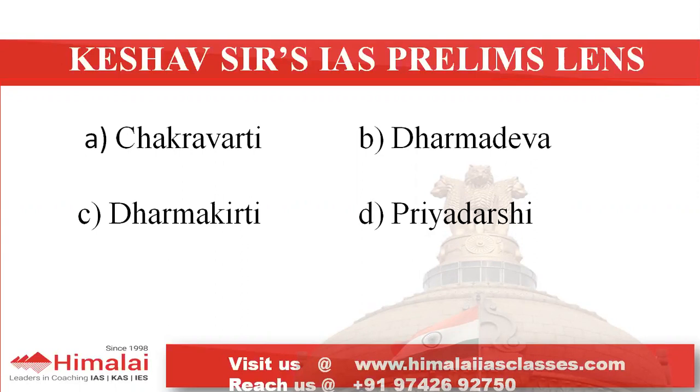Hence, he was also known by the name Devanam Priyadarshi, which means a person who is dearer to the gods. So the right option is option D. Please read about Ashoka's policy of Dhamma and why he is regarded as one of the greatest rulers who ever ruled on Indian soil.